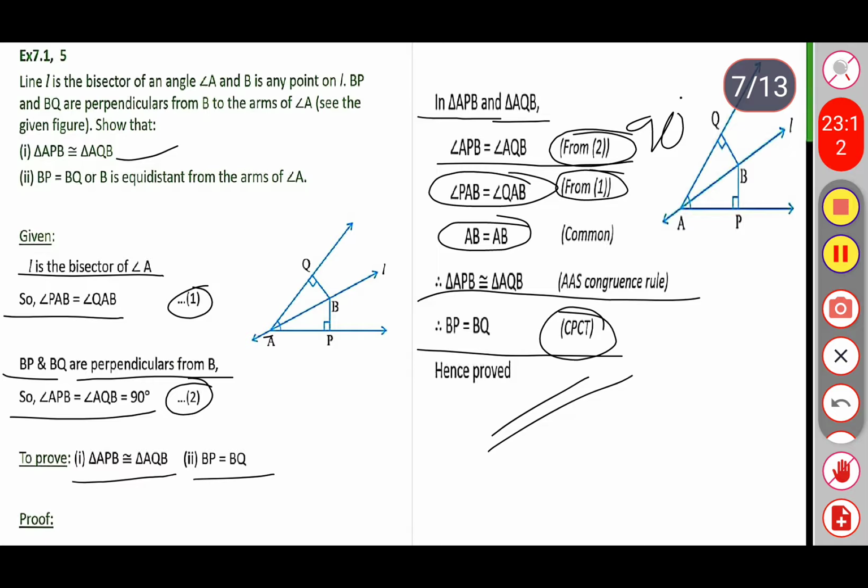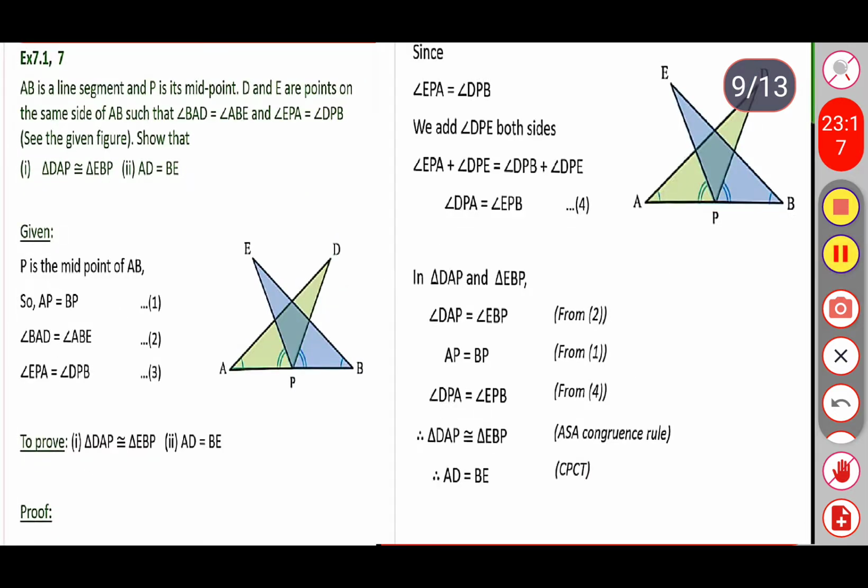Okay, let's see the seventh question. AB is a line segment and P is its midpoint. D and E are points on the same side of AB such that angle BAD is equal to angle ABE and angle EPA is equal to angle DPB.